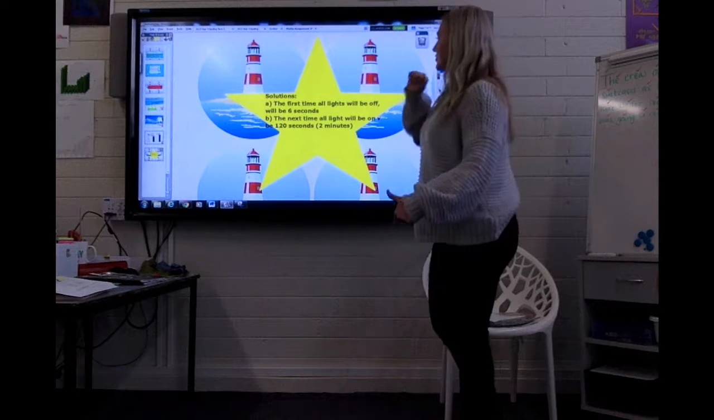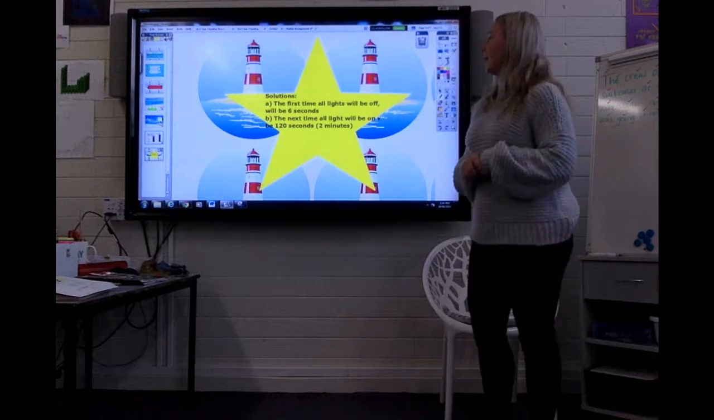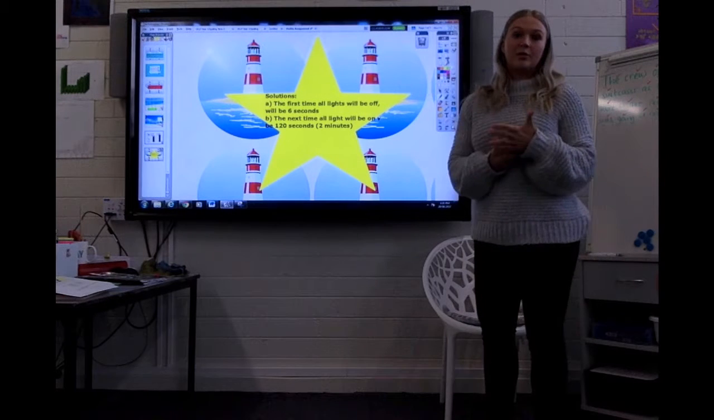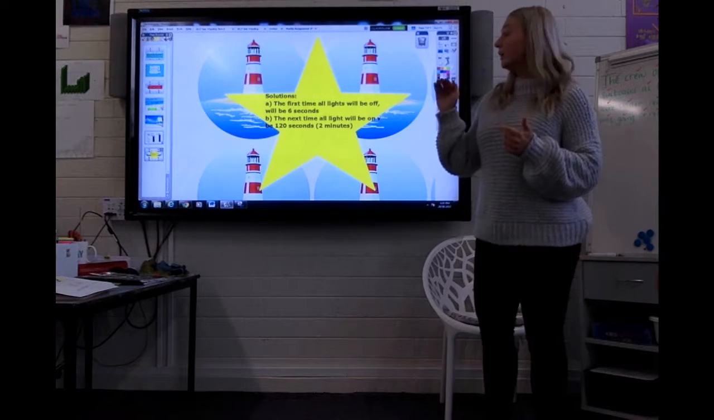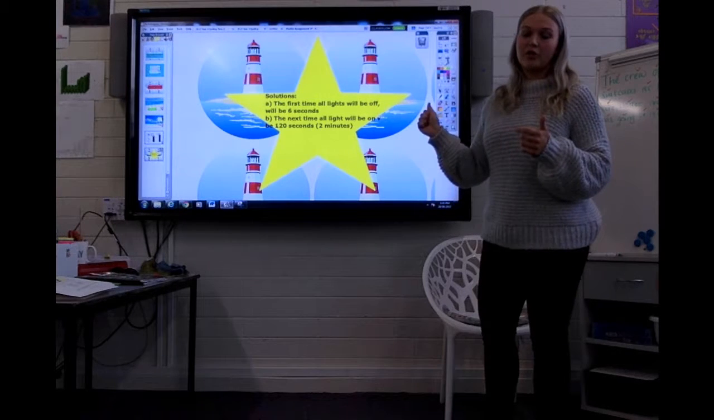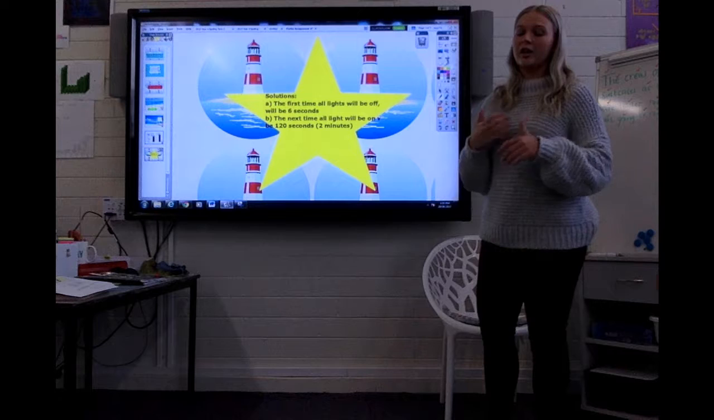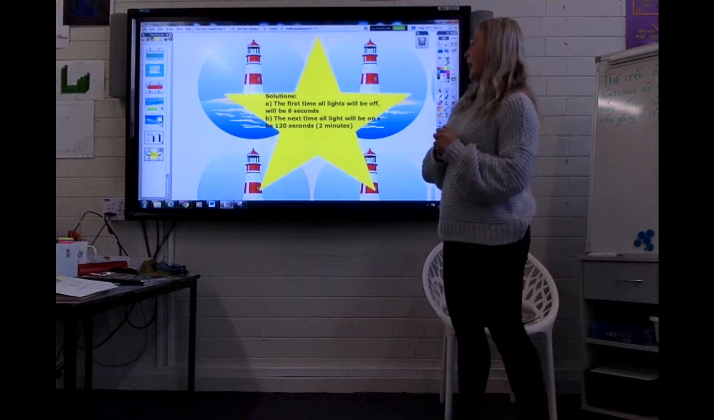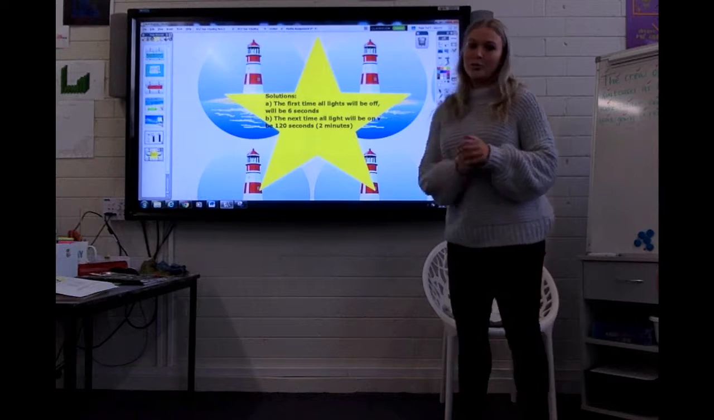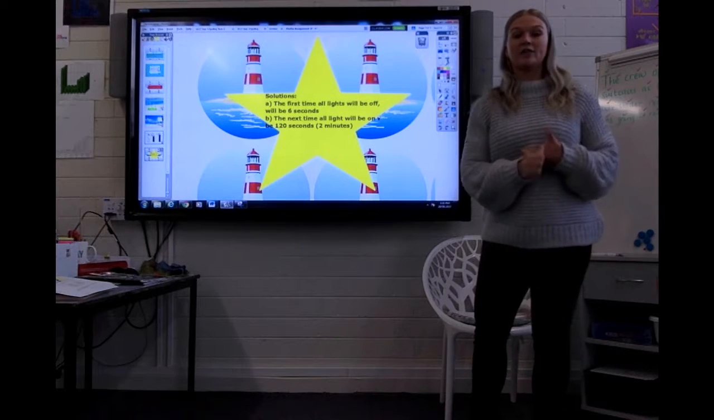So to the end of our solution, the answers are: the first time that all the lights will be off, we found 6 seconds, which we used sequencing and number patterns to figure out by using columns and recognising that 6 was the only number in red as well, for another visual way to see. And the next time that all the lights will be on will be 120 seconds or 2 minutes, and we found that by recalling our multiplication facts.